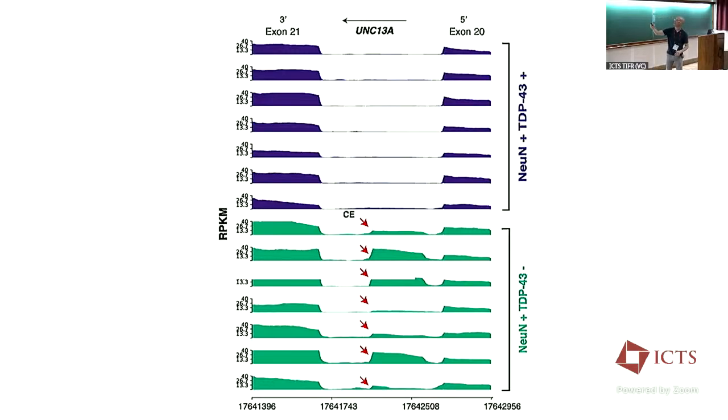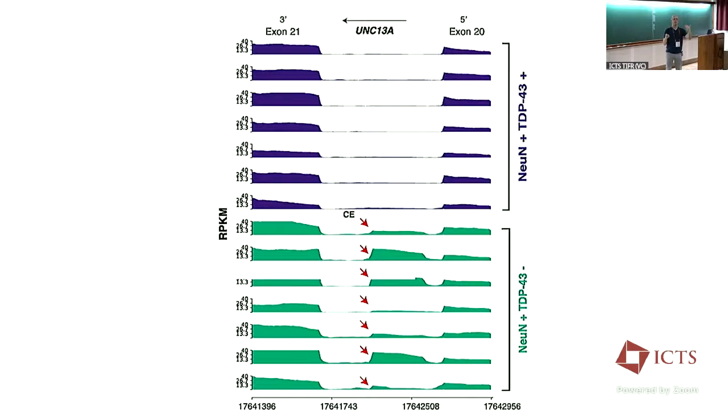So this is exon 20, exon 21 of UNC13A. There are RNA-seq reads in the exons, none in the introns. That's normal. But in the neurons without TDP43, she sees these RNA-seq reads in the introns. She calls these CE for cryptic exon. So this suggests that TDP43 normally binds and represses that cryptic exon.